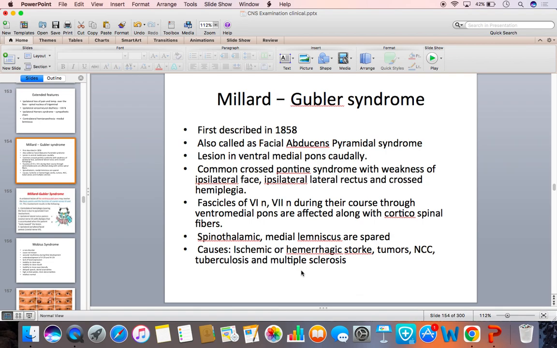That results in the classical features of Foville syndrome described as the contralateral spastic hemiplegia, ipsilateral facial and the abducens nerve palsies, ipsilateral horizontal gaze paralysis. These are the features of the Foville syndrome. If it is extended, it involves the medial lemniscus, it involves the sympathetics, etc. So that's about the Foville syndrome, otherwise called the lateral pontine syndrome.